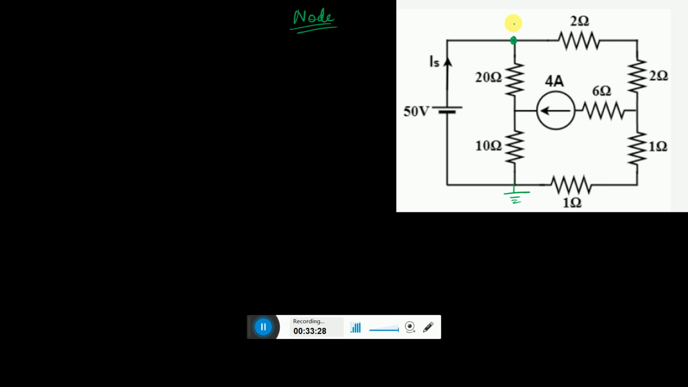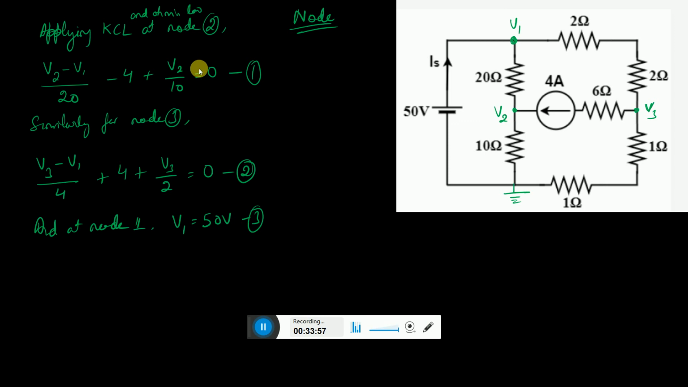So let us say this node is V1, and we take this as a reference so that I can easily get the value of V1 here, and this node potential is, let us say, V2, and the node potential over here is, let us say, V3. So we have got 3 node potentials, so we will write the equations quickly to save time here.